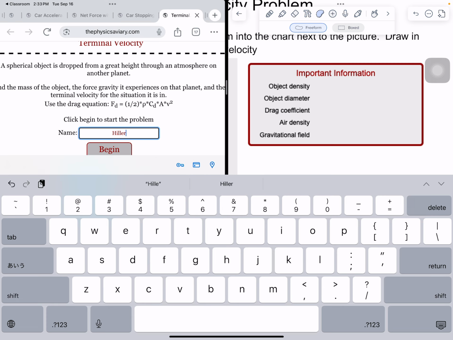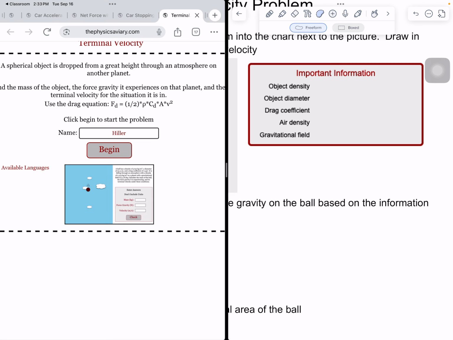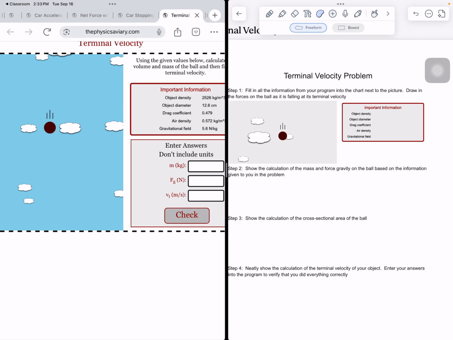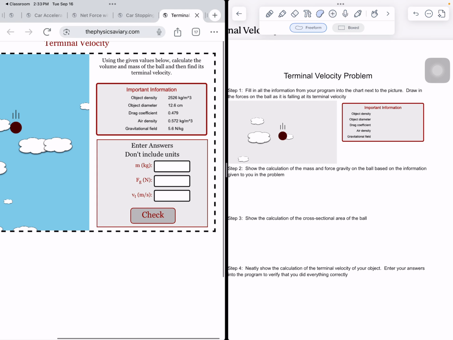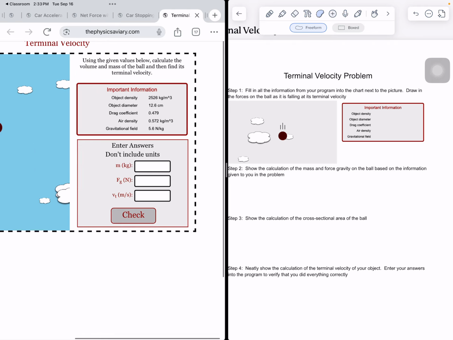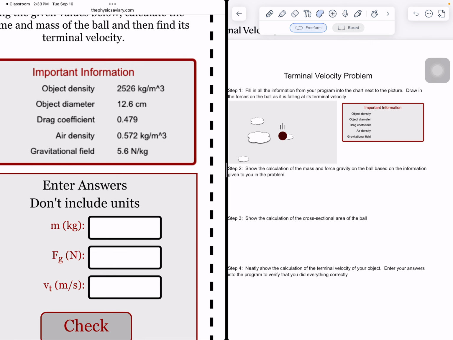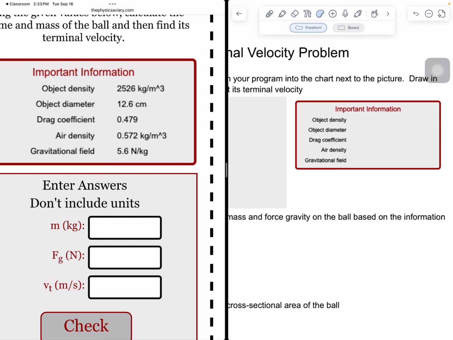and let's go ahead and begin. You're going to be prompted with all this information, and then from that, you can see what we're going to be doing is we ultimately have to find the mass of the object, the acceleration due to gravity, and the terminal velocity. Okay, so what I'm going to do is begin by copying down my information. You go ahead and copy down yours, and we'll begin our problem.